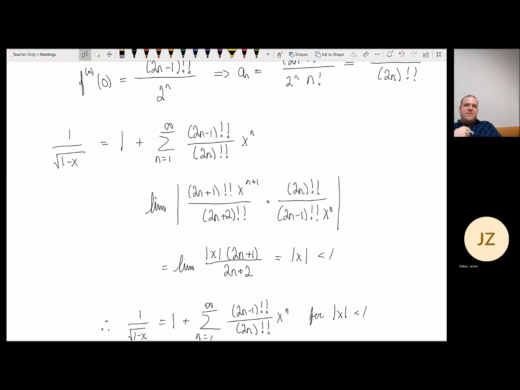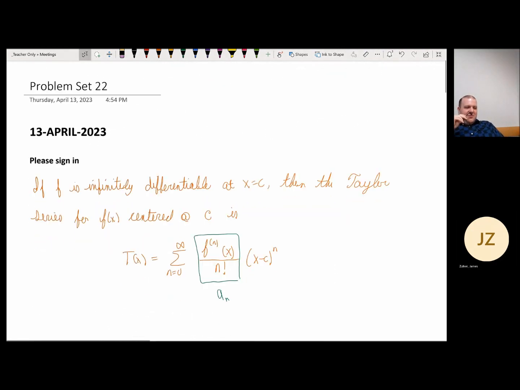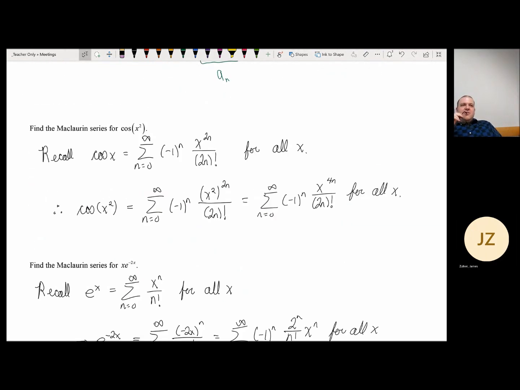If you can simplify the function down to a function that you already know the power series of, then that makes your life a lot easier. Like the first two. That means now you just avoid the derivatives and the pattern altogether.